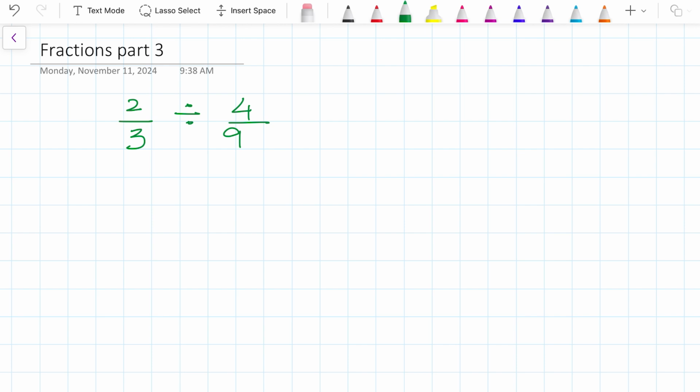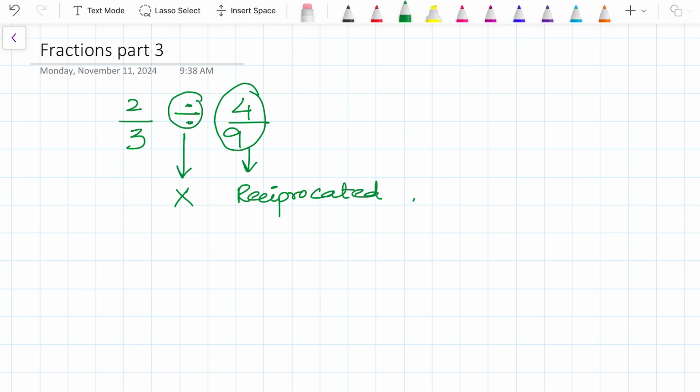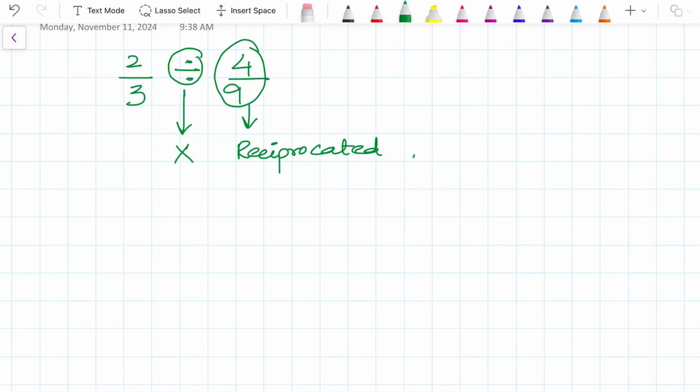Now we can't divide fractions just like that, so the division sign needs to be changed into a multiplication sign, and for that the fraction after it needs to be reciprocated. What does reciprocal mean? Reciprocal means flip the fraction. So if I solve, it will become 2 upon 3 multiplied by 9 upon 4.